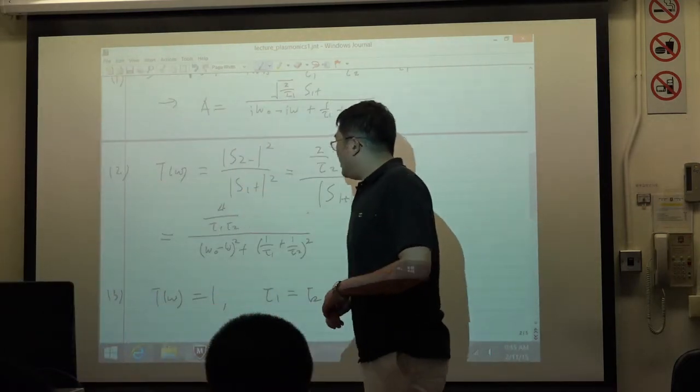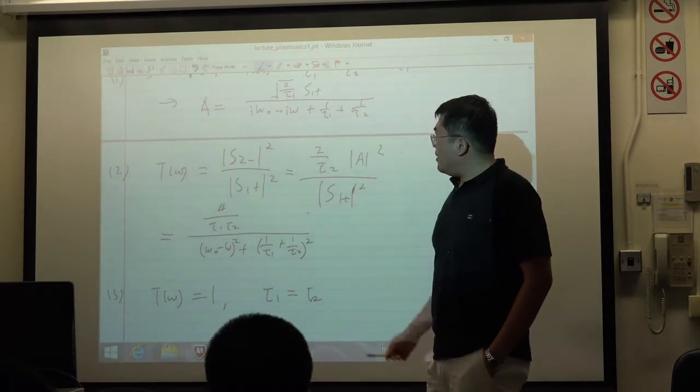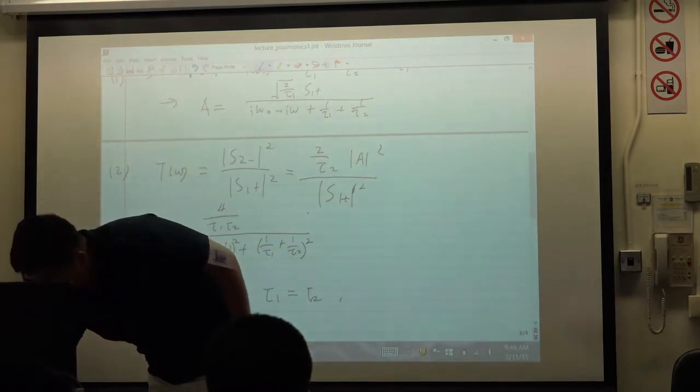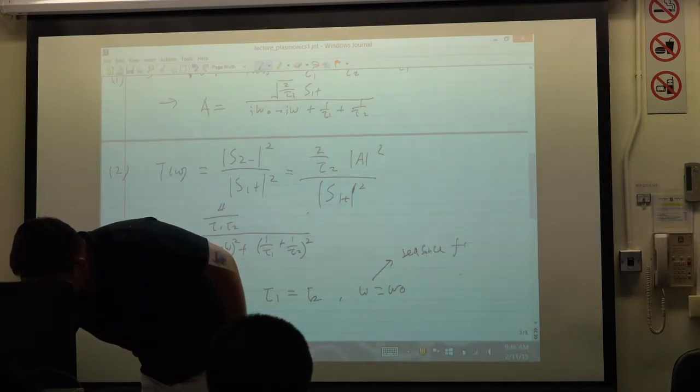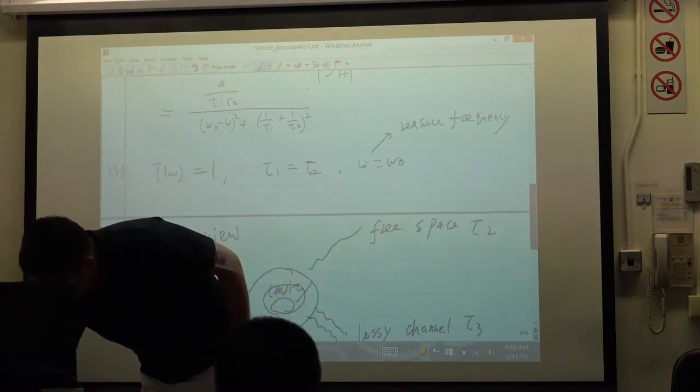From this equation, you can see that T of omega can be equal to 1 when tau 1 equals tau 2 and omega equals omega 0. They call it the resonance frequency. And tau 1 equal to tau 2 means that they have symmetry.